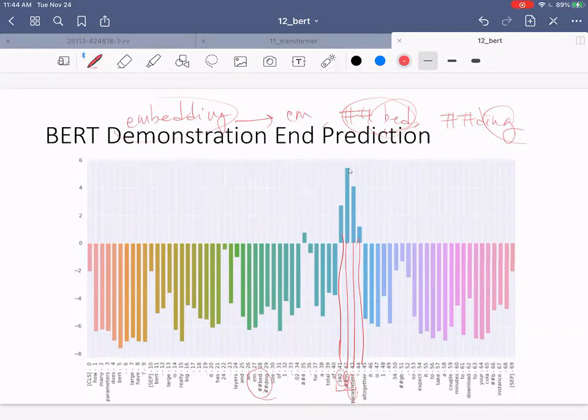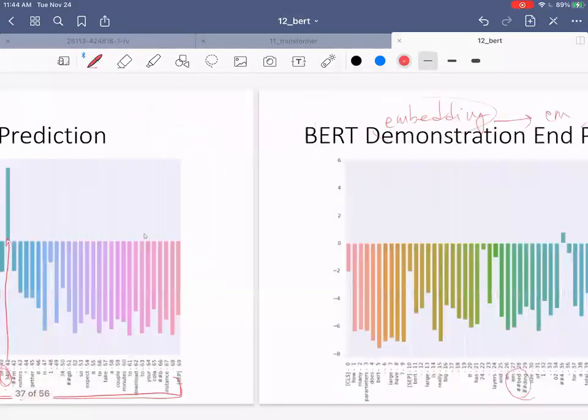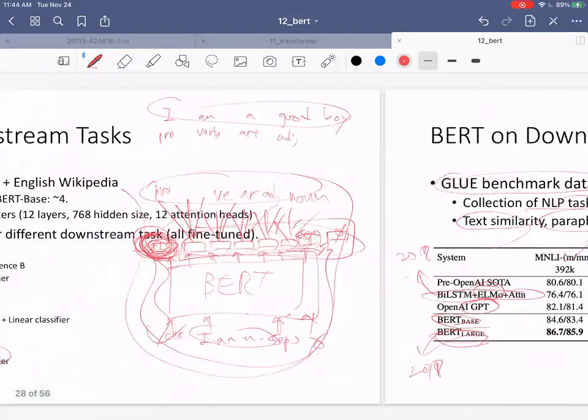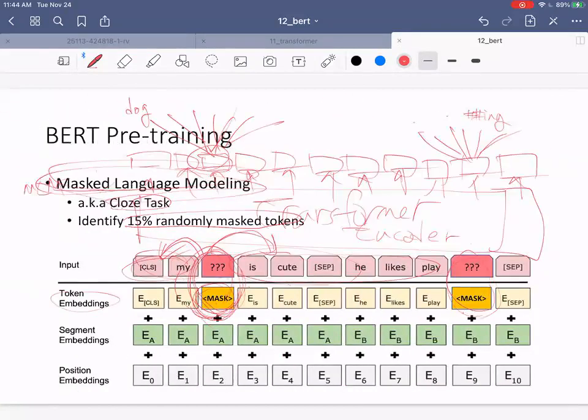how do you encode bidirectionality? No, you don't explicitly encode bidirectionality. Bidirectionality is injected by doing masked language modeling. Because as I said, if you want to do masked language modeling, everything, I guess this wasn't explicitly said, everything is mixed together using self-attention in the transformer encoder part.